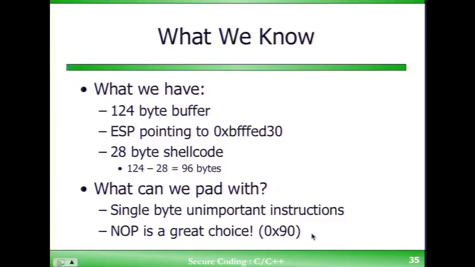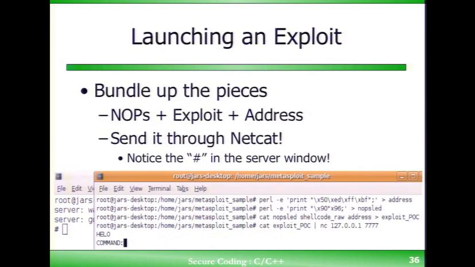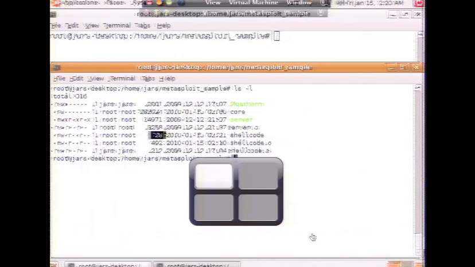The reason for using a single byte instruction is we may not be able to land exactly where our code is. As long as we land somewhere before it, in those 96 bytes before it, we'll be able to slide right into where our code is. That's what a NOP sled does. How do I make that happen? Well, let me come on back over here.